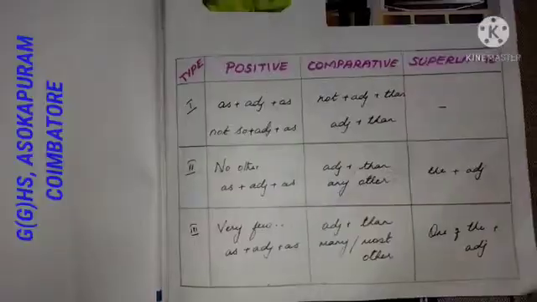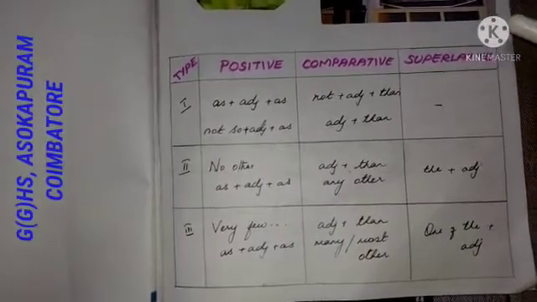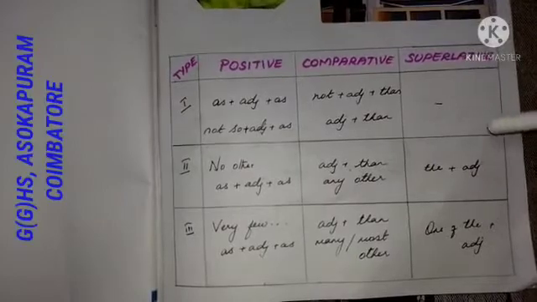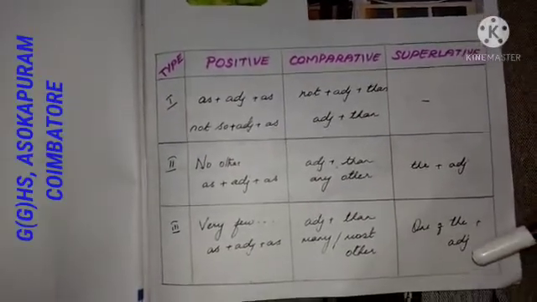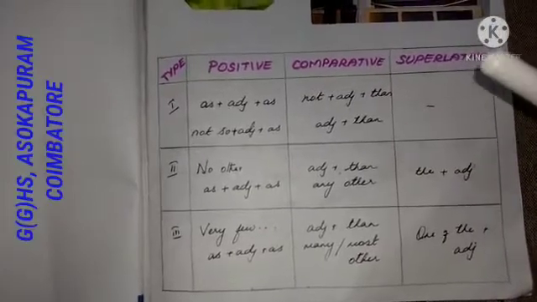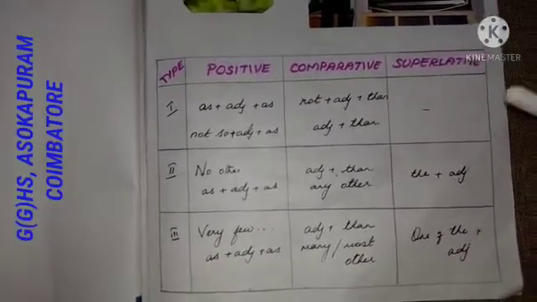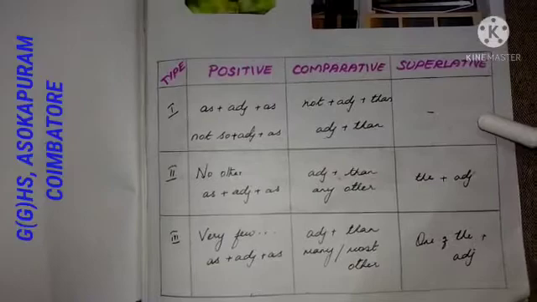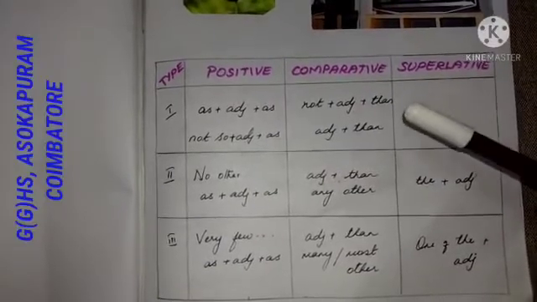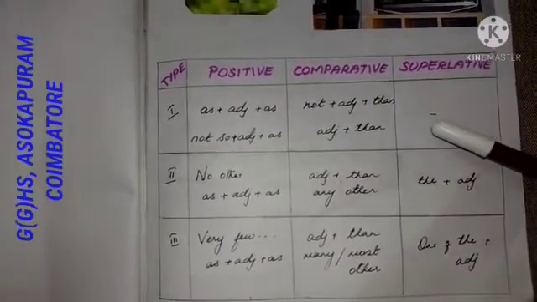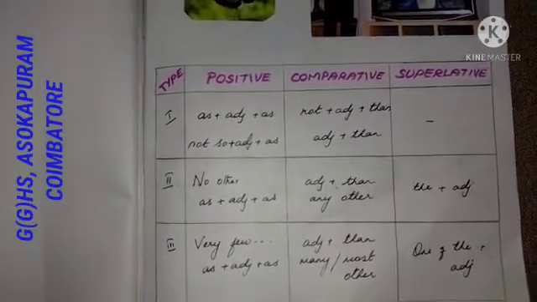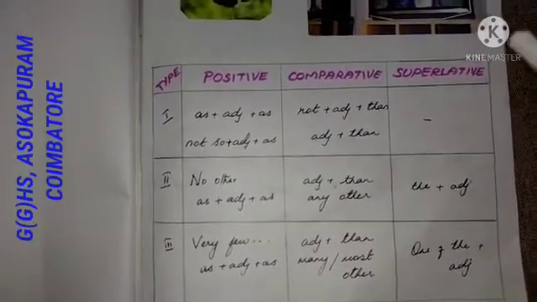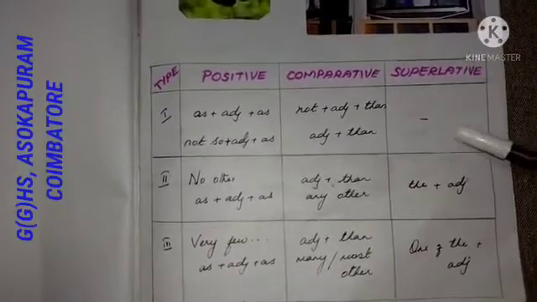This is a simple tabular column that shows three types of transformation. Type 1, type 2 and type 3. In type 1, there is only positive and comparative and there is no superlative. The reason is, in type 1, only two nouns are compared. The comparison doesn't exceed two objects, persons or places. That's why there is no superlative degree.